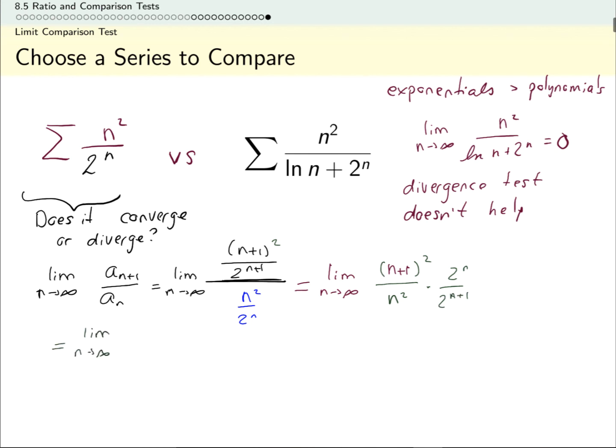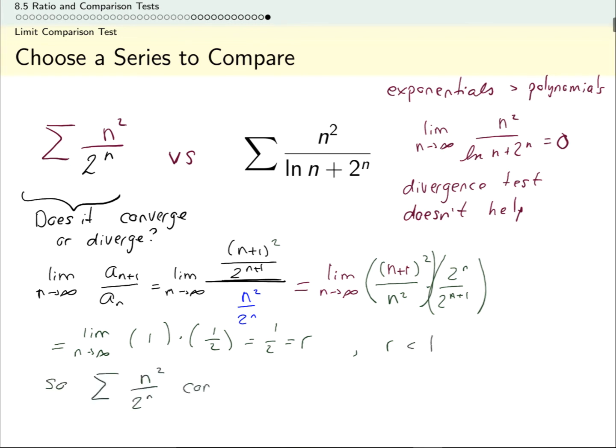As usual, I've grouped terms that look similar. Now I can see that for my first bit here, I have a square over a square. So the limit is going to be the ratio of their coefficients, which is 1. On the right, if I divide the top and the bottom by 2 to the power n, I get a half. This limit is a half. That's how we defined r. And r is positive and less than 1. So our comparison series converges by the ratio test.